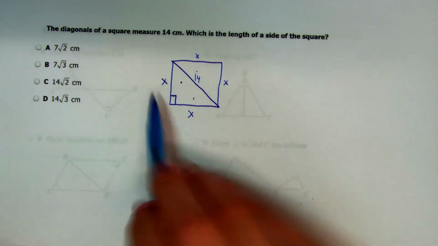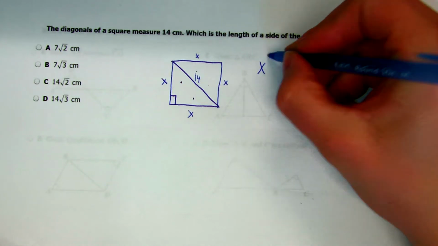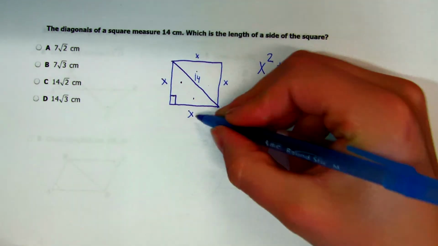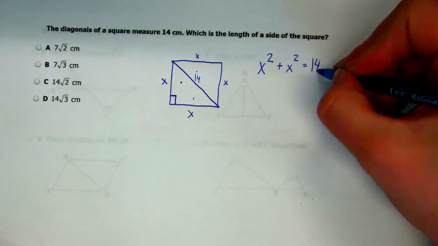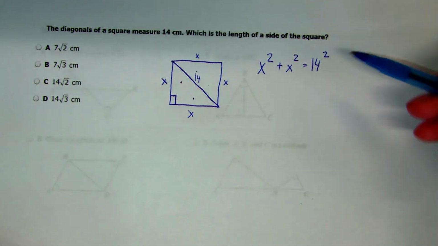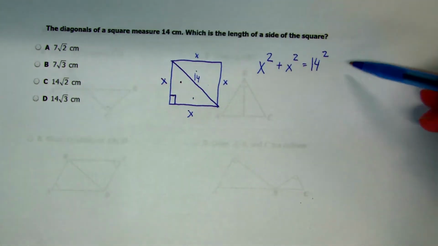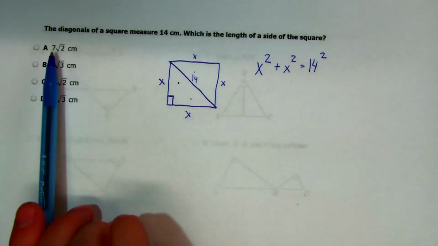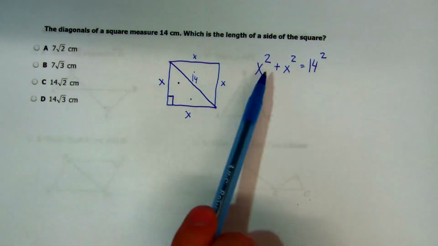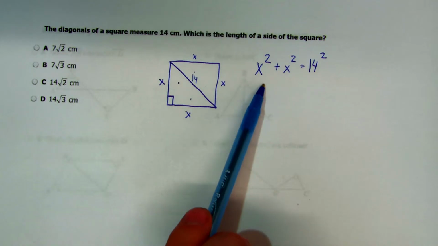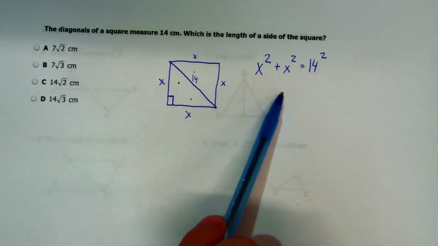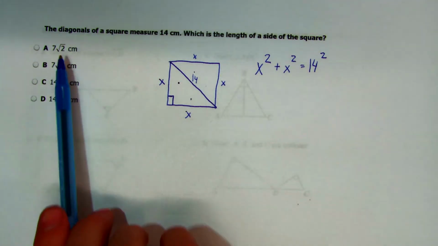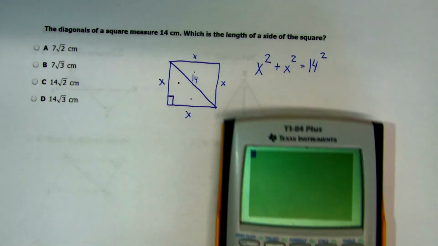So we would take one side, which is x, we would square it. We would add the other side, which is also x, and square it, and we would get 14 squared. If you get to this equation, you could either start taking your answer choices one at a time and plugging them in to see if it works, or if you feel comfortable with your algebra skills, you could solve this equation for x. I know I said algebra first, let's do the plugging in first, just so we can make sure we know how to do that.